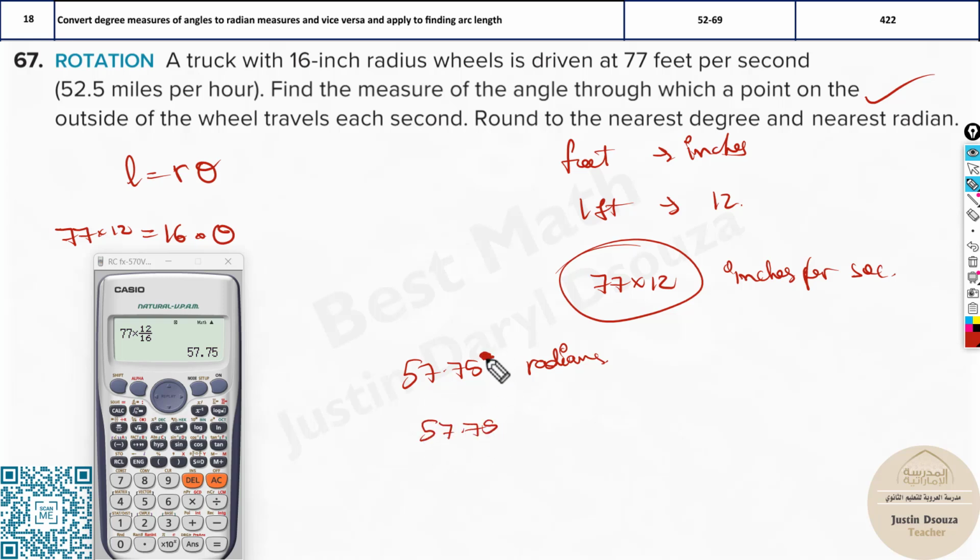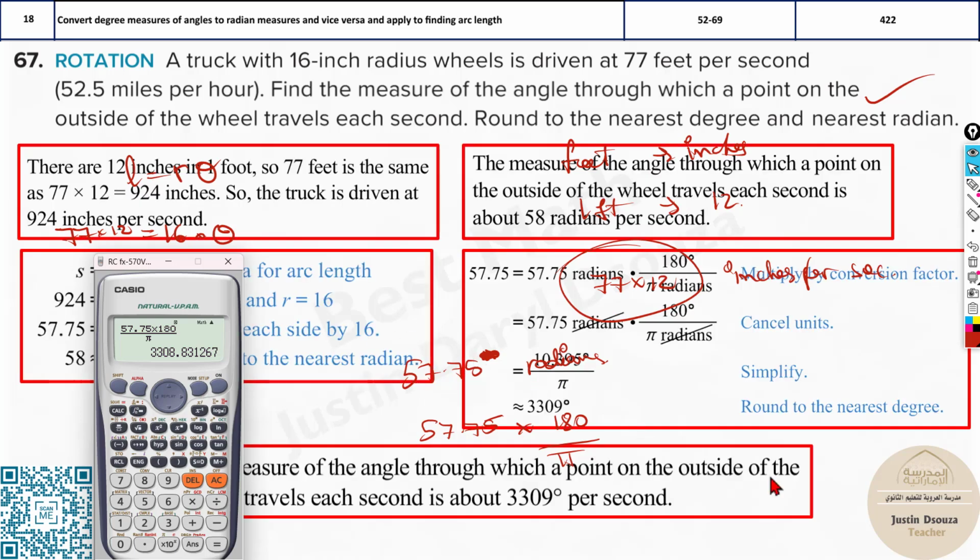57.75. This is not degrees, sorry, it's a radian. I'm so sorry I put a degree over there, I don't know why. Now, to convert to degrees, you have to multiply by 180 by pi. So just put this in the calculator. 57.75 multiplied by 180 divided by pi, that is shift and the pi symbol here, and press equal to. It is 3009.